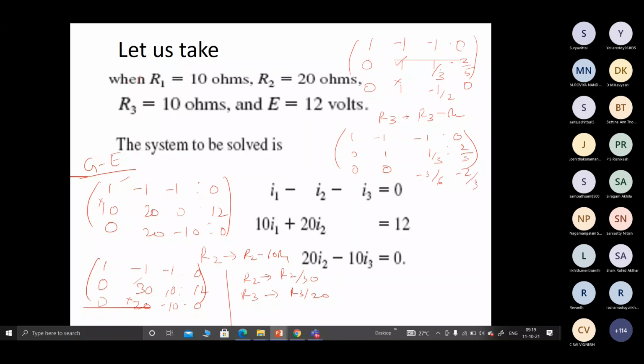That's it. This ends. And finally, you can make this 1 by dividing throughout by minus 5 by 6. So whatever you get, you do it. Or you now write the system. What is the system now? Minus 5 by 6 I3 equal to minus 2 by 5. Correct?